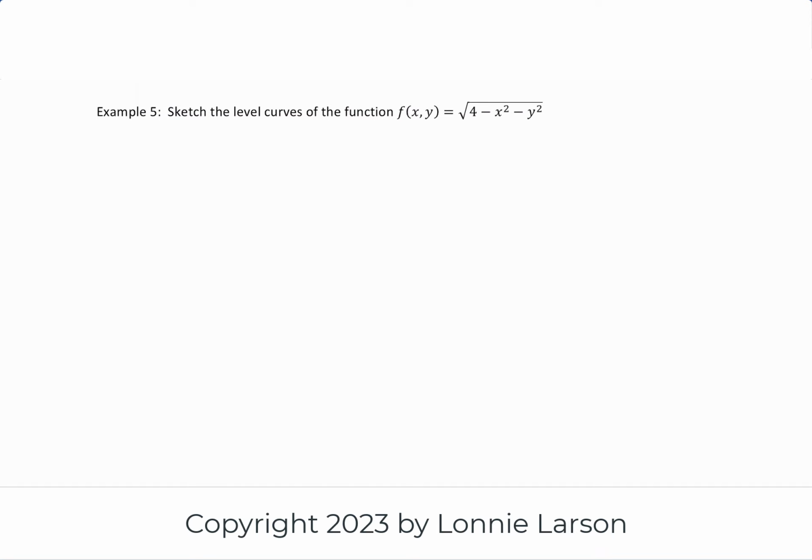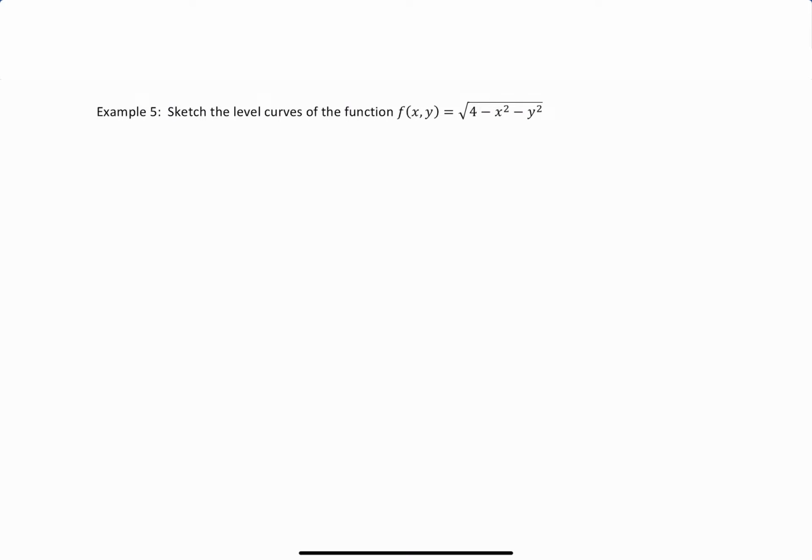Let's sketch the level curves of the function f of x, y equals the square root of 4 minus x squared minus y squared. In other words, we're going to take z equals the square root of 4 minus x squared minus y squared and put in z values. In other words, we're going to put in specific heights to see what the contour of the surface is at that height. So let's use z equals 0, 1, and 2.